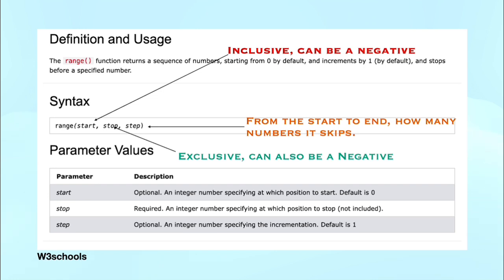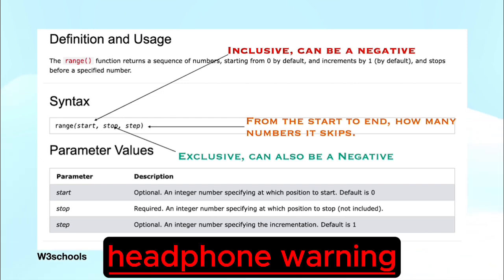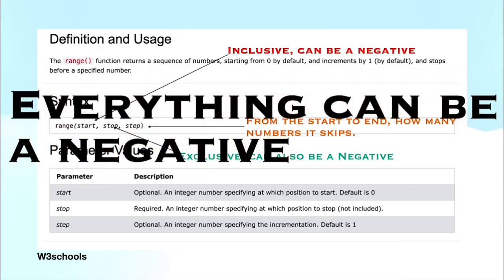The step value is how many numbers it skips. If the step value was 5, then it will do 0, 5, 10, 15 up until the stop value. If the stop value is 24, it would stop at 20, as that is the nearest 5. And as you can see, all of these can be a negative number, which means everything can be negative.